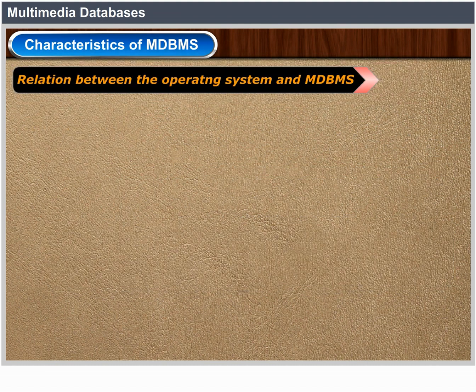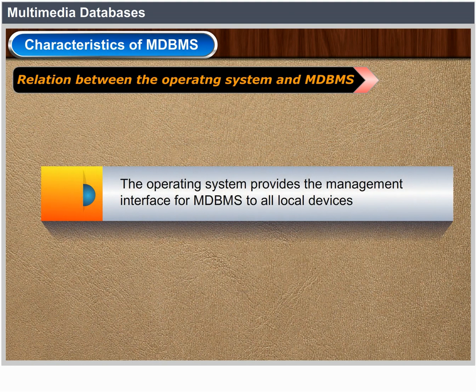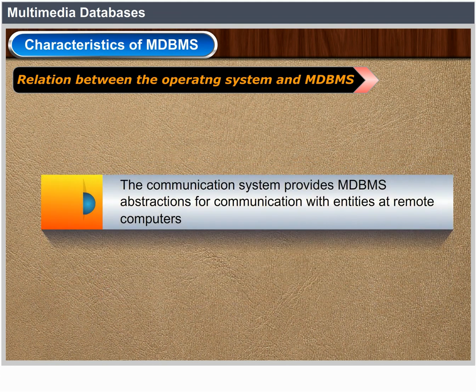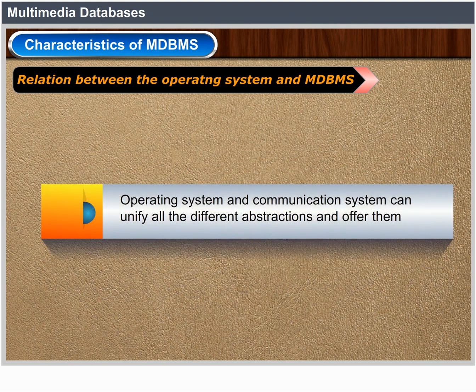Relation between the operating system and MDBMS. The operating system provides the management interface for the MDBMS to all local devices. The MDBMS provides an abstraction of this data and their equivalent devices, as is the case in a DBMS without multimedia. The communication system provides the MDBMS abstractions for communication with entities at remote computers. The operating system and communication system can unify all the different abstractions and offer them.